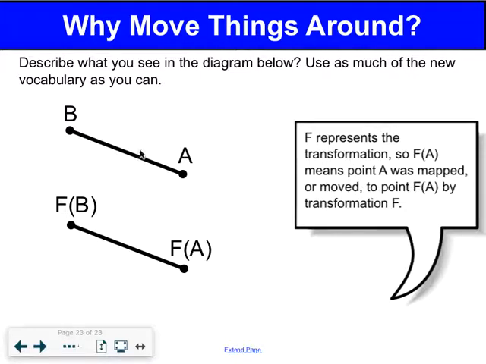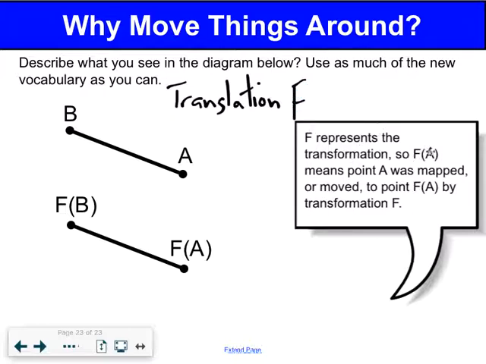So I think we can see that in this case, the line segment was just moved straight down. It wasn't turned, it wasn't flipped. So we're going to call it a translation, all right? And oftentimes that translation is given a name. In this case, they've called it F. So this is translation F.